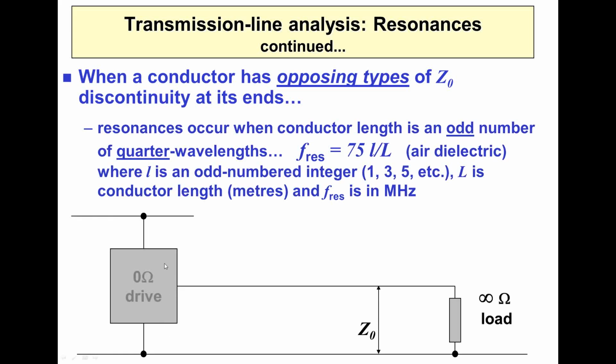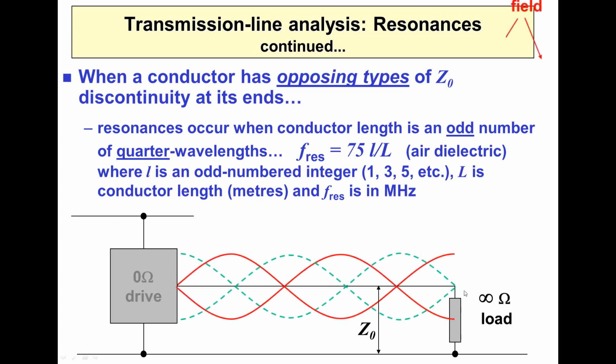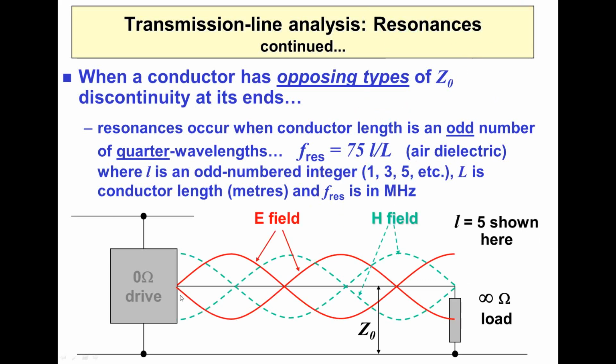Here we've got a fairly typical situation of a low impedance output and a high impedance load. And we get this sort of thing happening. So the electric field starts off with a node. Here it's a maximum, reflects back in antiphase, reflects back in antiphase. Magnetic field has a maximum at the 0 ohm end, so minimum at this infinite, the open circuit end. So we get a whole number of quarter wavelengths.